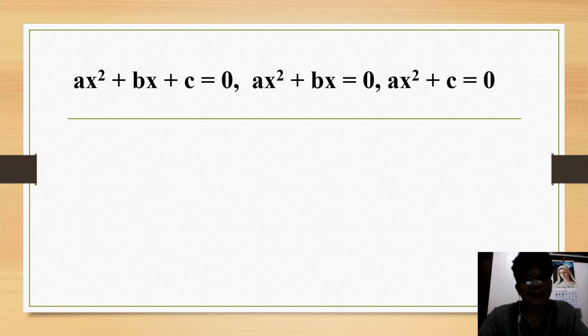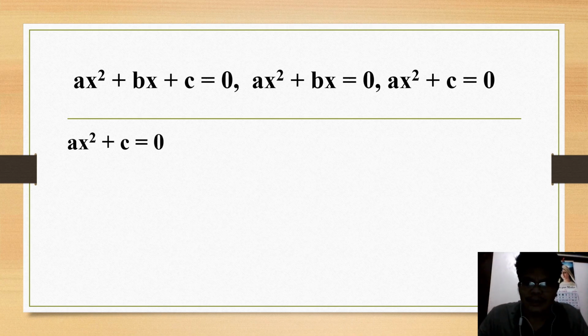Now, the topic is all about quadratic equation by extracting square root. The question is, is it applicable to equation number 1? Or is it applicable to equation number 2? Or is it applicable to equation number 3? The answer is, it is applicable to equation number 3. Now, how are we going to solve ax squared plus c equals 0 by extracting square root?